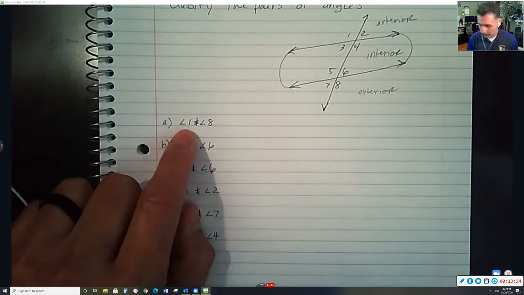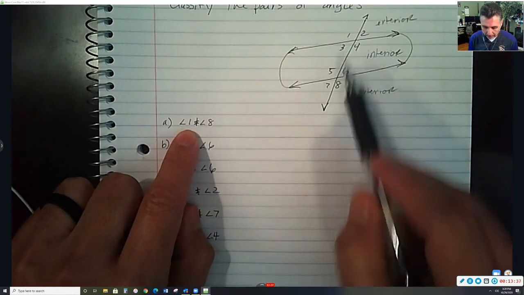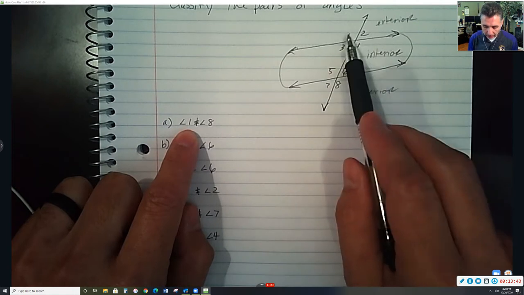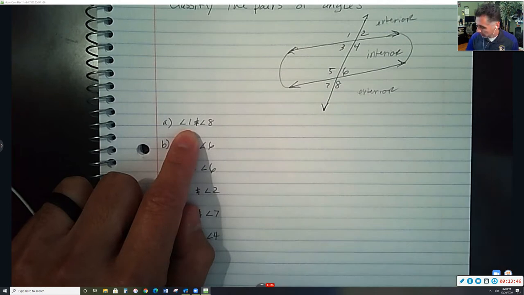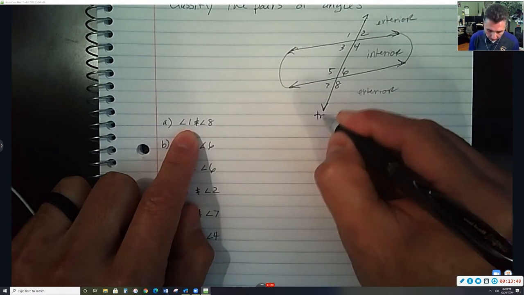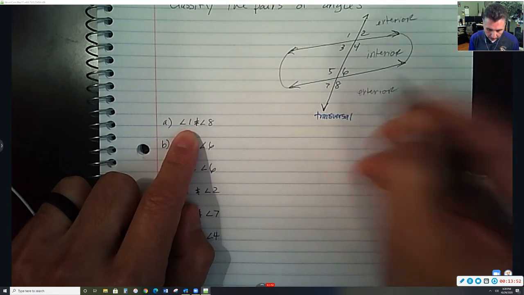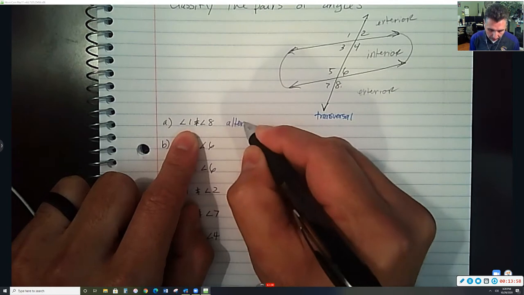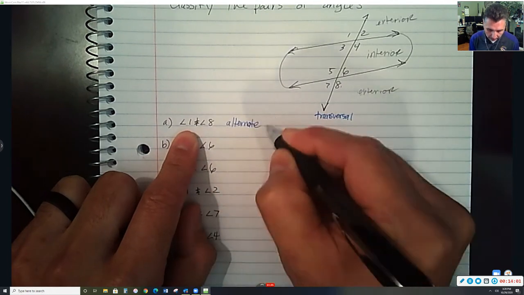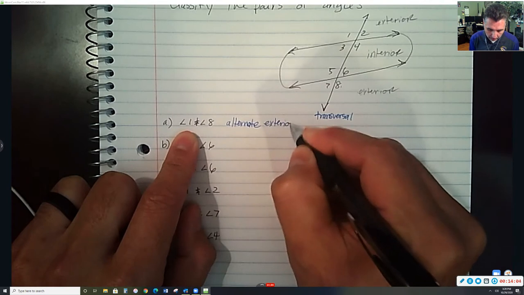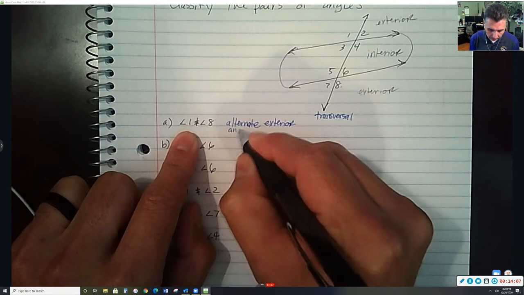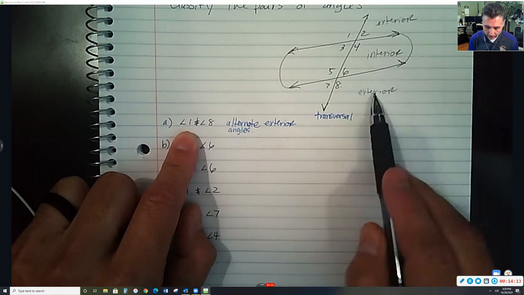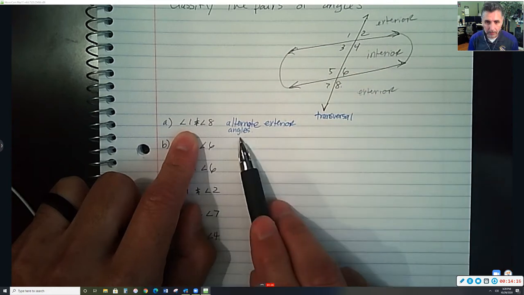So then if you look at 1 and 8, here's 1 and 8. 1 and 8 are both in the exterior. And 1 is on the left side of the transversal. I should have put that also. This is the transversal. 1 is on the left side, 8 is on the right side. So these are alternating sides, and they're exterior. Alternate exterior angles. Okay, they alternate from left to right, and they're both exterior. So alternate exterior angles. Okay.